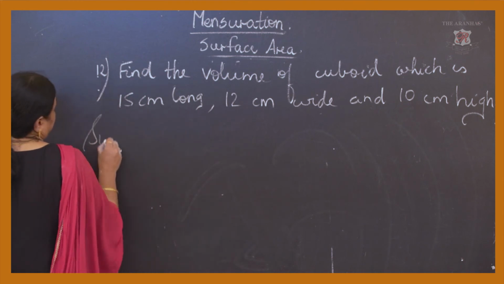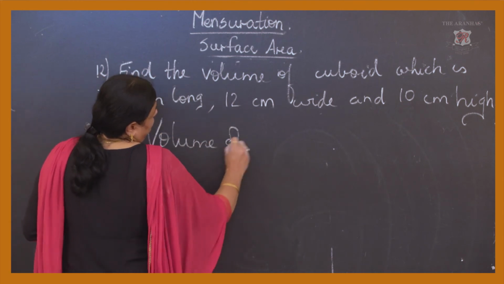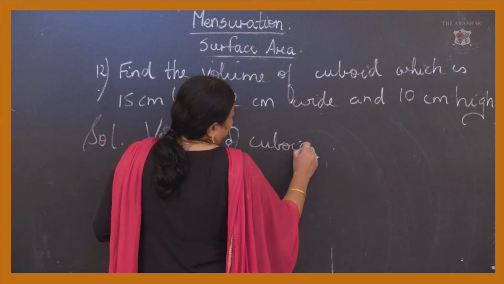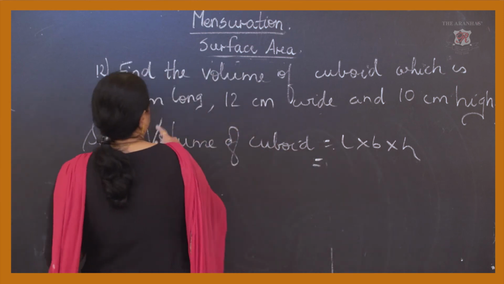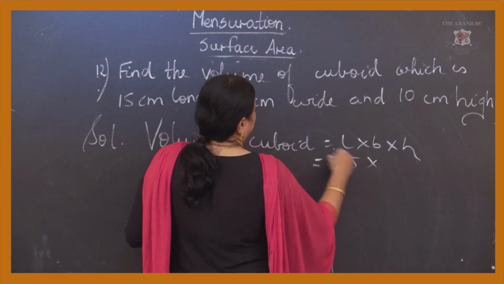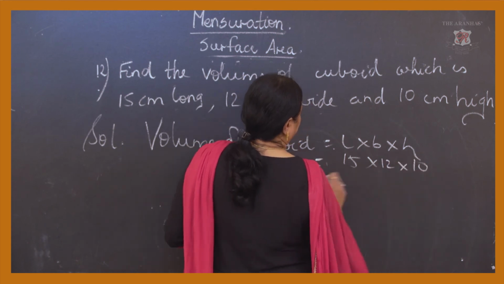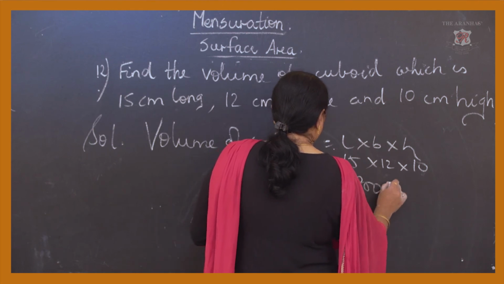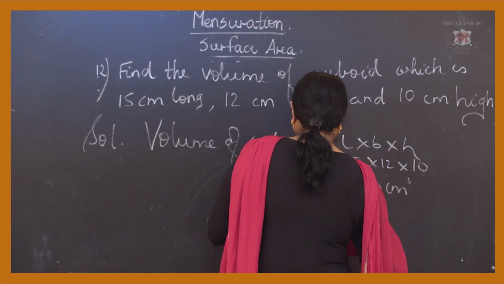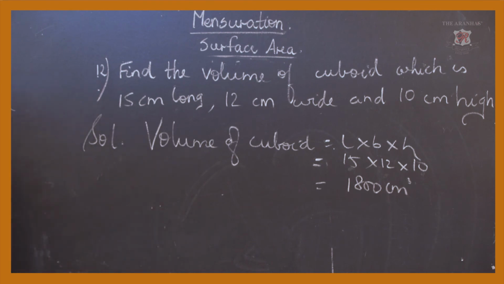So here you have to find the volume of the cuboid, that will be length into breadth into height. Length, how much have they given you? 15. Breadth, how much? 12. Into height, how much? 10. So 15 into 12 into 10 will give you 1800 centimeter cube. So this will be the answer for the volume of cuboid.